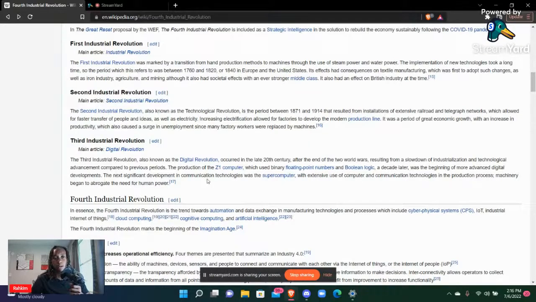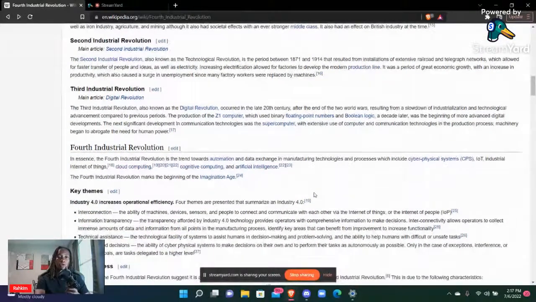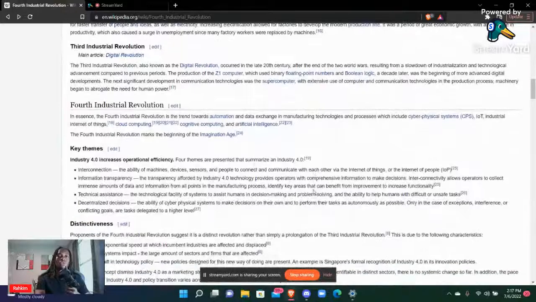Machinery began to abrogate the need for human power. So basically, this is just saying that the computer started being able to do more. The machine started to be able to compute things and have an intelligence. So it's able to do more things than a human being can even do, or it's capable of starting to do the things a human being can do.